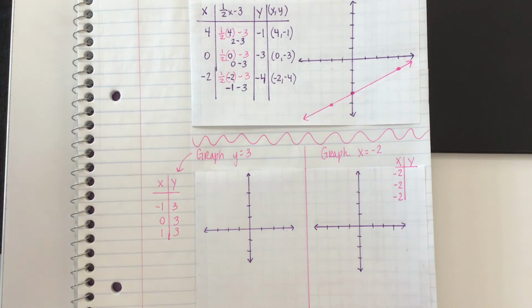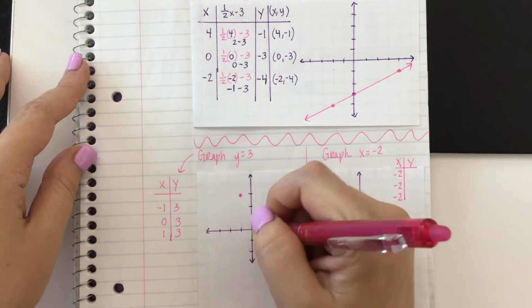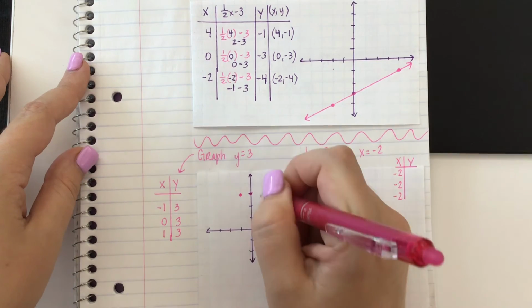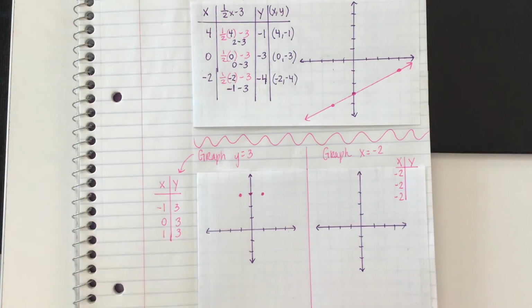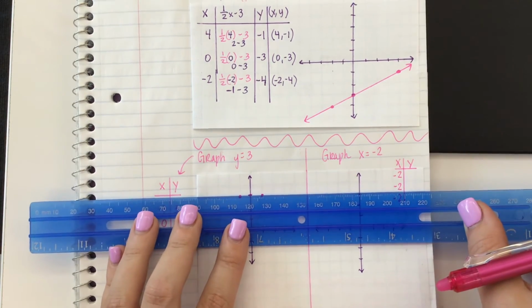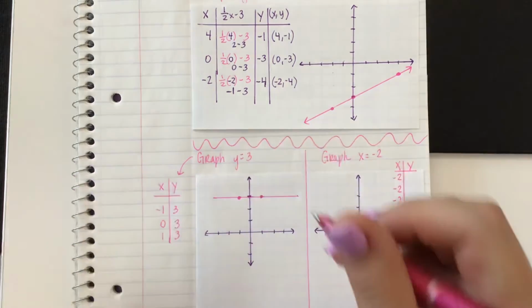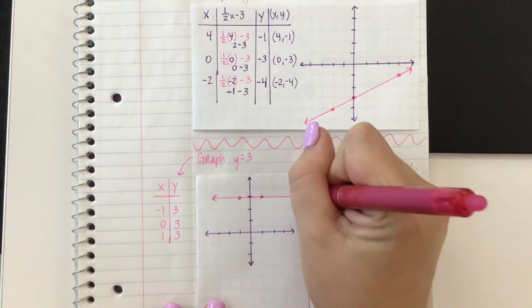So when I go ahead and plot these points, I have negative 1 comma 3, 0 comma 3, and 1 comma 3. And if you notice, when y equals 3, it's just a horizontal line through y equals 3.